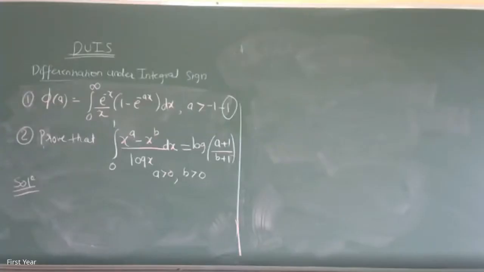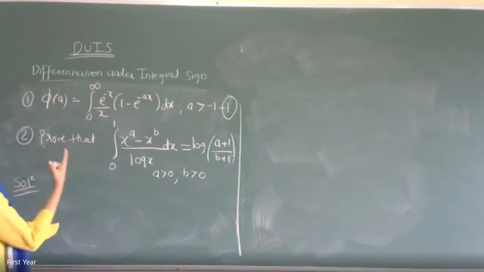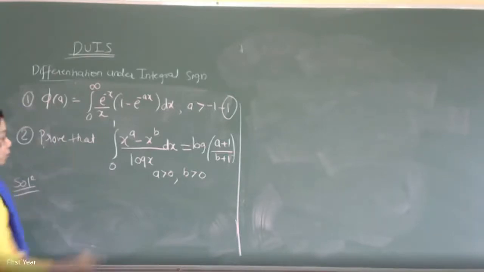Ma'am, for the first one, phi of a equal to log of a plus 1. I think so. That's the answer. Correct. Let me cross check it. Yes, log of a plus 1 is the answer. Okay, everybody is getting it? If anybody is not getting, please tell me quickly. Those who have solved the first one, the answer is correct. It is log of a plus 1.